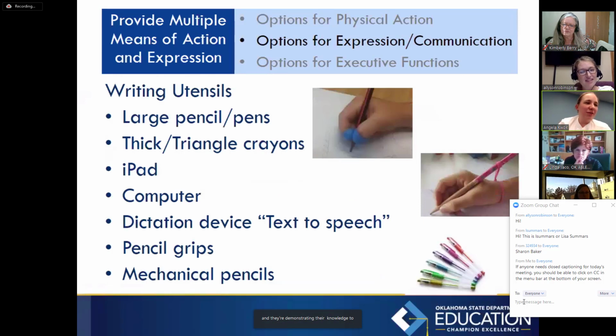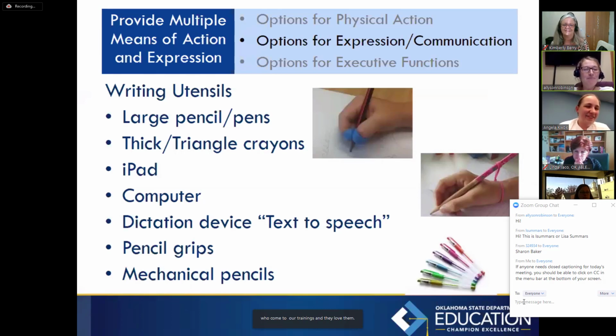We have here several different options for expression and communication. And I'm going to let Allison talk specifically about this slide because there are several different options that AbleTech may have. We do. When I am looking at your pictures, we actually give away the claw pencil grip that's at the top picture to folks who come to our trainings, and they love them.